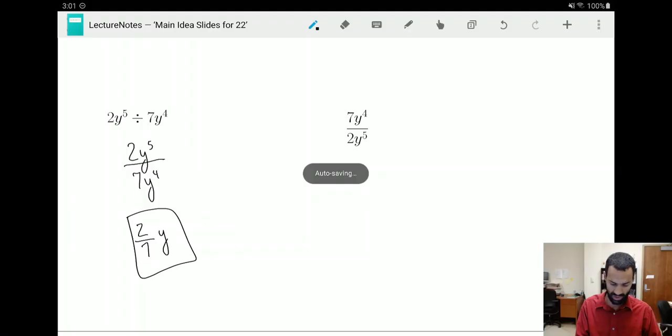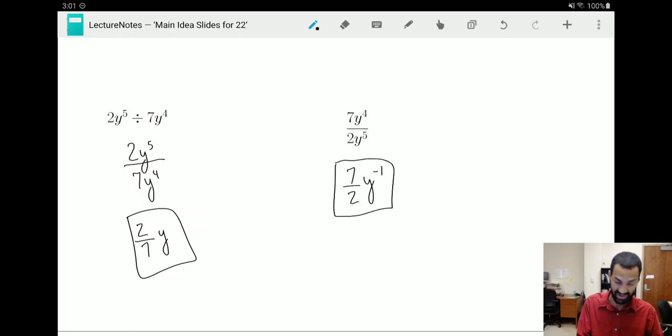Okay, what about 7y to the 4th power over 2y to the 5th power? So I just flipped them around. 7 over 2 stays the same, and if I subtract them, 4 minus 5 is -1. Okay, that's a valid answer, but let's talk about what that means, right? So, let's write this out the long way, just so we can make a point. And I'm sure many of you already see what that is going to represent.